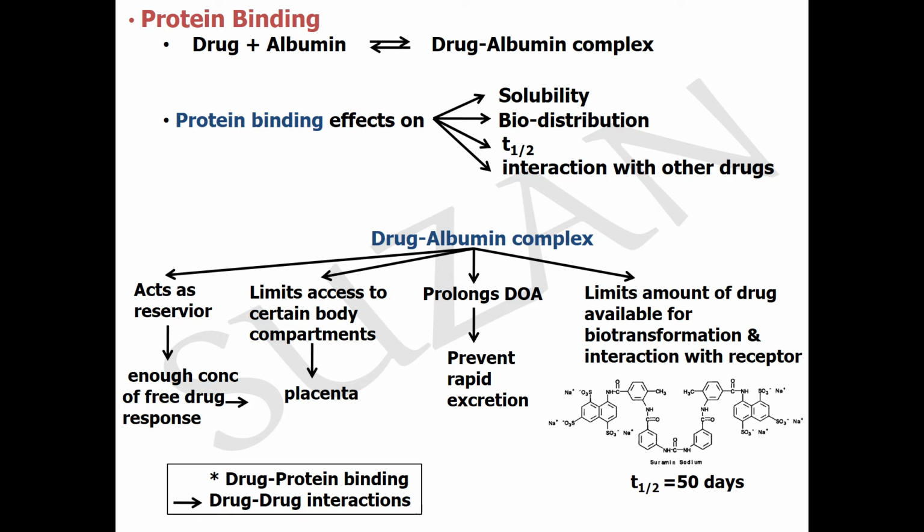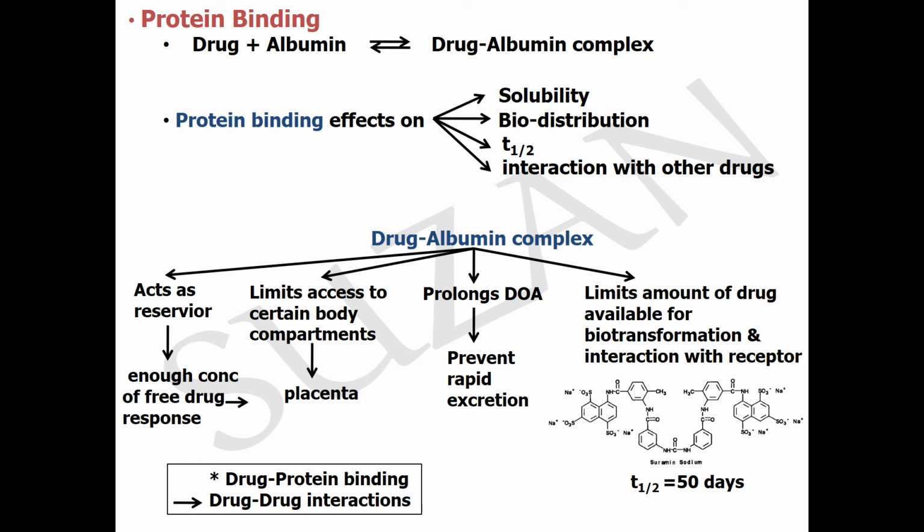So the drug-albumin complex can act as a reservoir whereby enough concentration of the free drug can be released, and this will give a special response. Also, the drug-albumin complex can limit the access to certain body compartments. The example here is the placenta. The placenta will block the passage of proteins from the maternal blood circulation to the fetus.